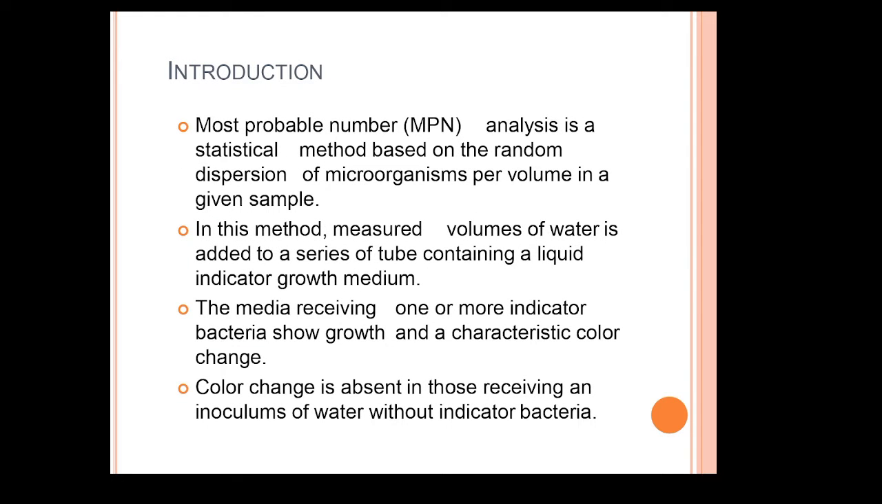Introduction about the MPN technique. Most probable number, that is MPN analysis, is a statistical method based on the random dispersion of microorganisms per volume in a given sample. In this method, a measured volume of water is added to a series of tubes containing a liquid indicator growth medium. The media receiving one or more indicator bacteria shows growth and characteristic color change. The color change is absent in those receiving an inoculum of water without indicator bacteria.